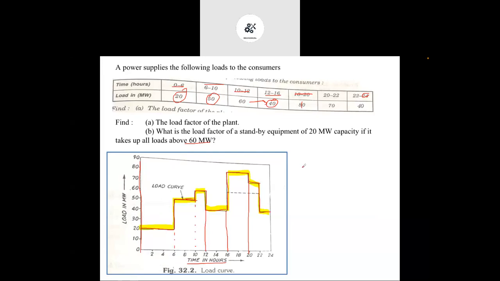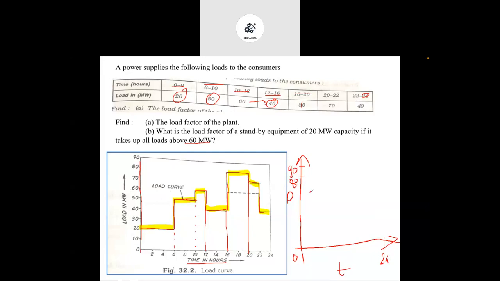Now, based upon this load curve, you can also easily draw the load duration curve. I will show you how to draw it. Similar to the load curve, we take an x-axis and y-axis. On the y-axis, demand will be there, in megawatts. Similarly, we can draw up to 90 megawatts, from 0 to 90 megawatts.